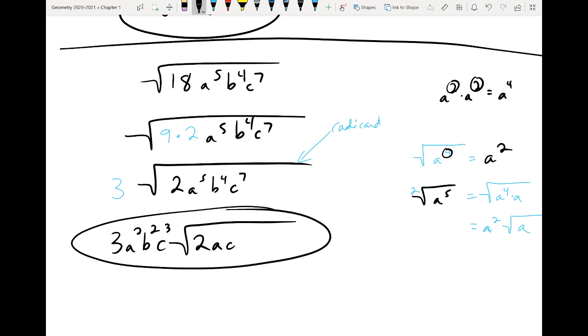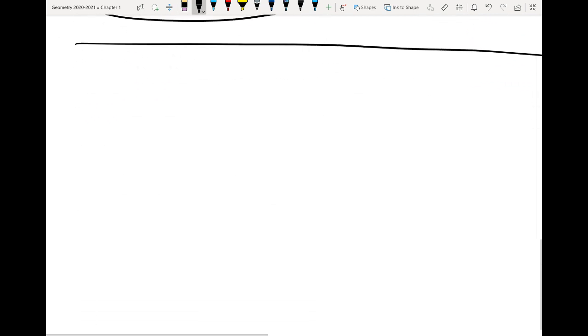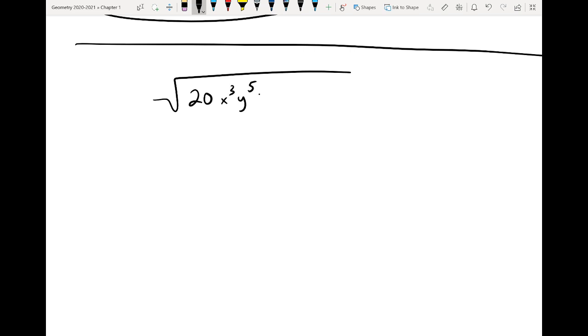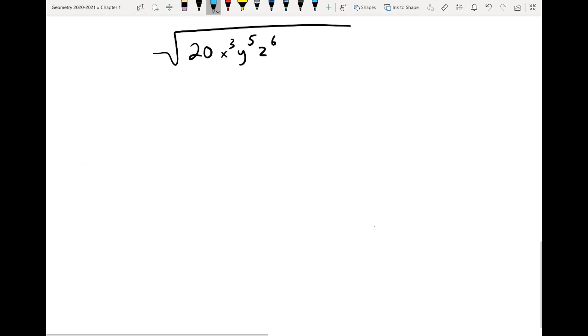Let's try another one. The square root of 20, x to the 3rd, y to the 5th, z to the 6th power. Okay, so thinking about what gets stuck inside the radicand and what gets to come out.